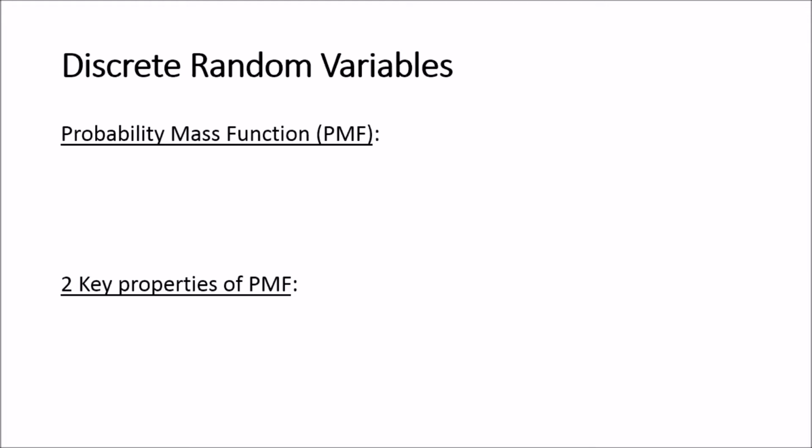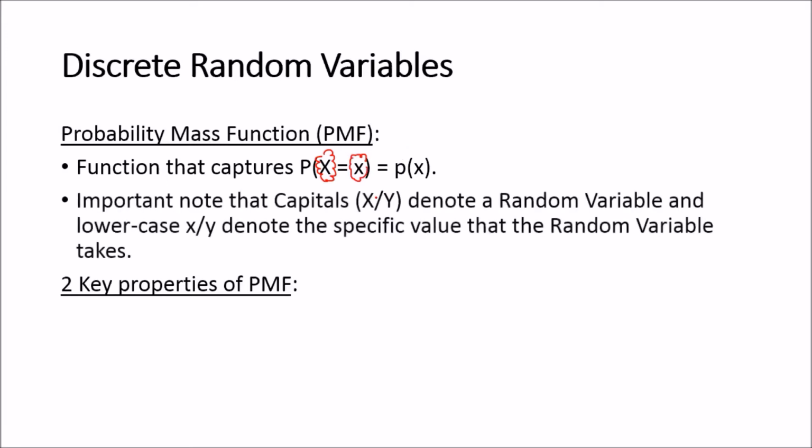What is the probability mass function? The probability mass function is a function that captures the probability that the random variable X takes on the realized value of lowercase x, and we often use p of x to denote the probability mass function. It's important to note that capitals such as X or Y are often used to denote a random variable, and that lowercase values of those capitals denote the specific value that the random variable takes. Okay, so don't confuse it.